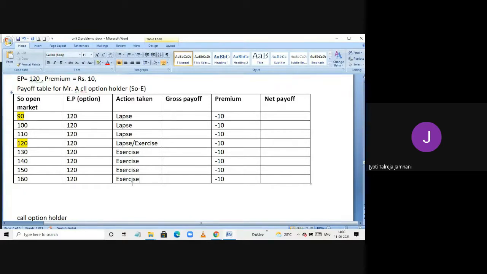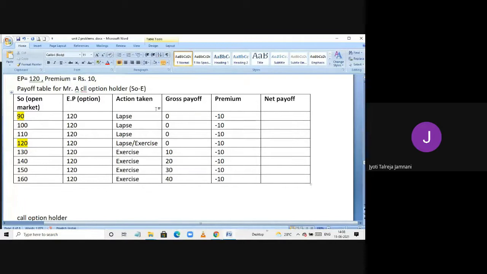So in the last four prices, we are going to exercise. Remember, whenever we lapse, the gross profit is 0. So in the first four cases, we had lapsed, so the profit is 0. Now we are exercising, so S0 minus E should be our profit. Just check, S0 is 130 minus exercise price 120. So 130 minus 120, 10 rupees profit. 140 minus 120, 20 rupees profit, 30 rupees, and 160 minus 120, 40. These are the profit. So 0.